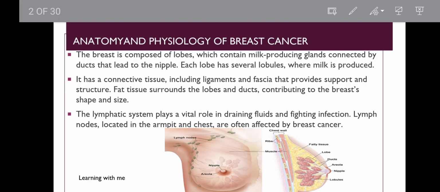The lymphatic system plays a vital role in draining fluids and fighting infection. Lymph nodes located in the armpit and chest are often affected by breast cancer.